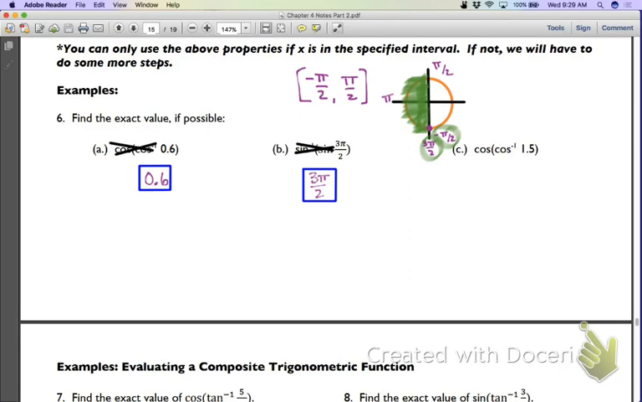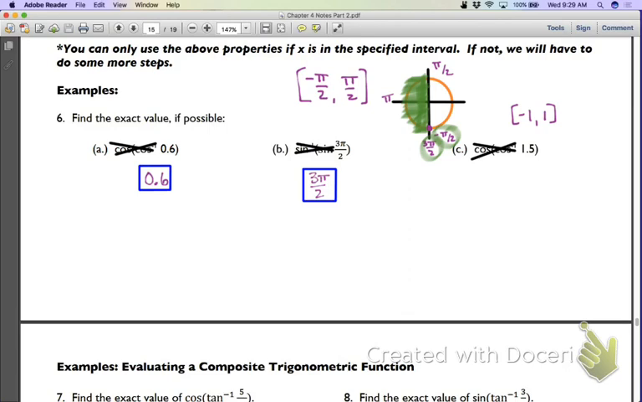Now on C, where I have cosine of inverse cosine of 1.5. Cosine's first, so it's not really looking at my radians, so I'm not dealing with 0 to pi or negative pi over 2 to pi over 2. What am I looking at? What's my interval for cosine? From where to where? Negative 1 to 1. So cosine of inverse cosine of 1.5 is just going to be what? 1.5? Yeah, you're good with that? Why not? It's outside the interval, right?